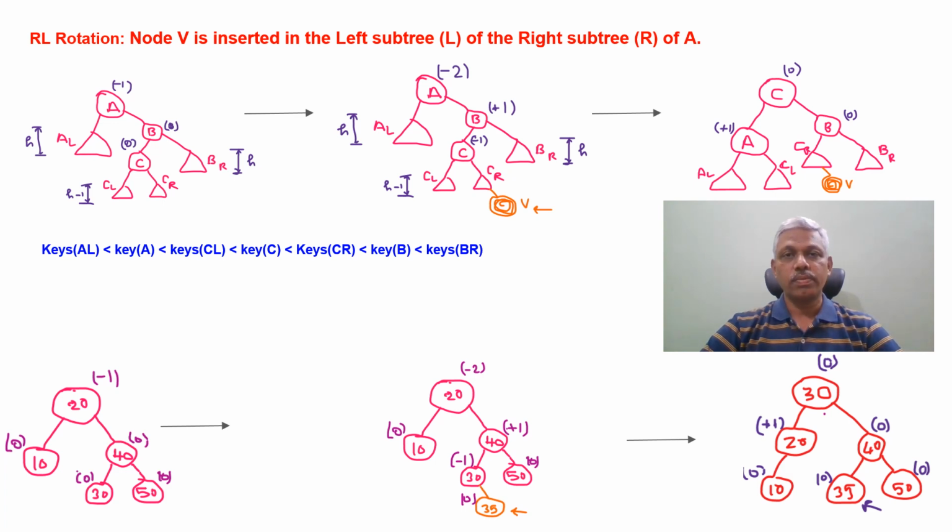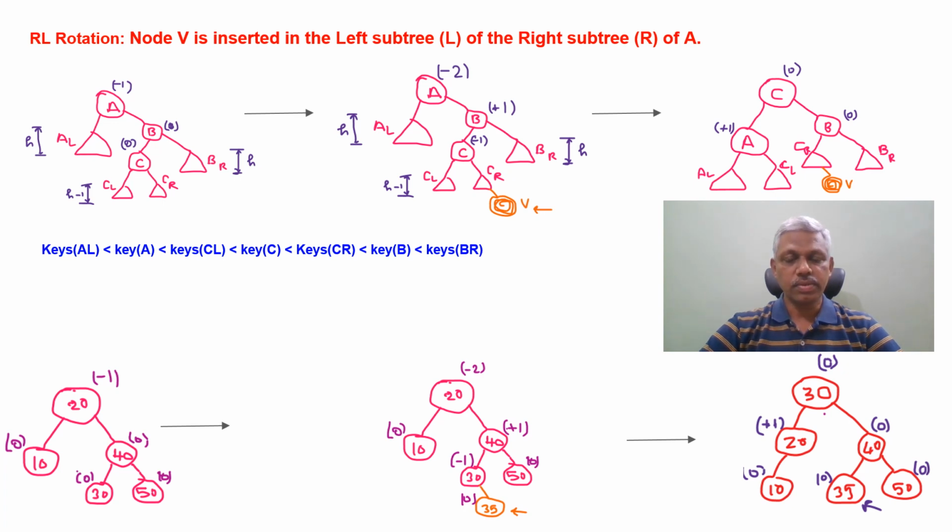Now how do we achieve the balance here again? We need to push C upwards and make A the left child of C, and CL and CR are the left and right subtrees of C. CL is made the right subtree of A, and CR is made the left subtree of B. So that again, if we calculate the balance factors, balance is achieved.